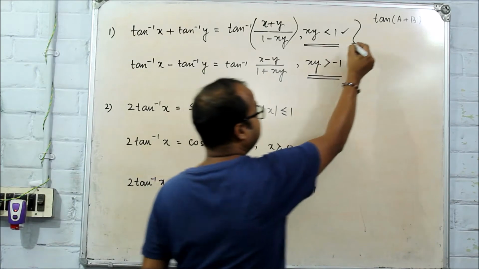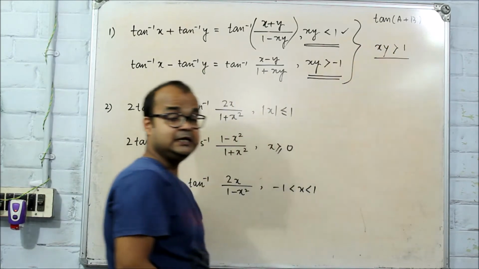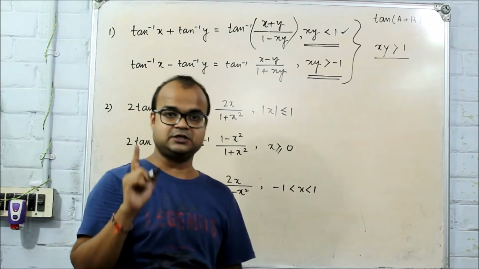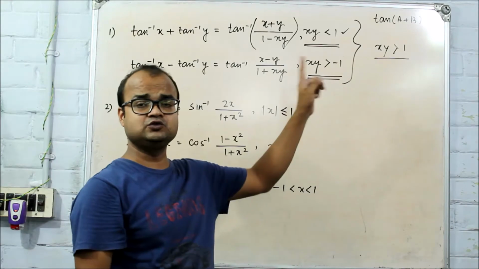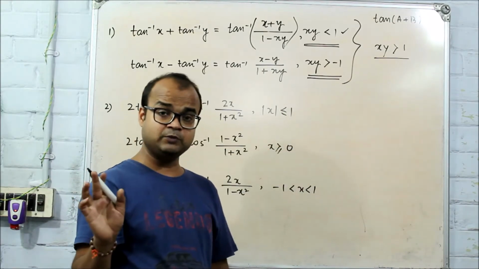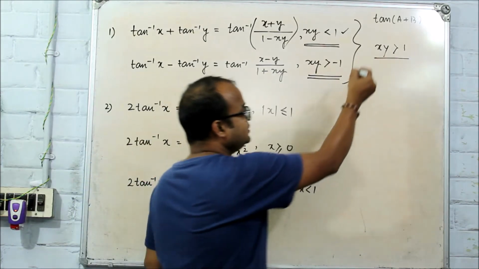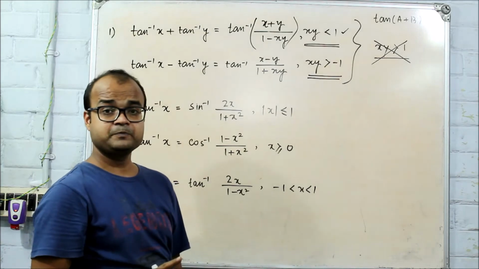Now what will happen if xy is greater than 1? This is not there in the CBSE portion. So my advice is, we are not going to apply this formula because it is not in the scope of the book. So we leave this. In a reference book you can find this formula.